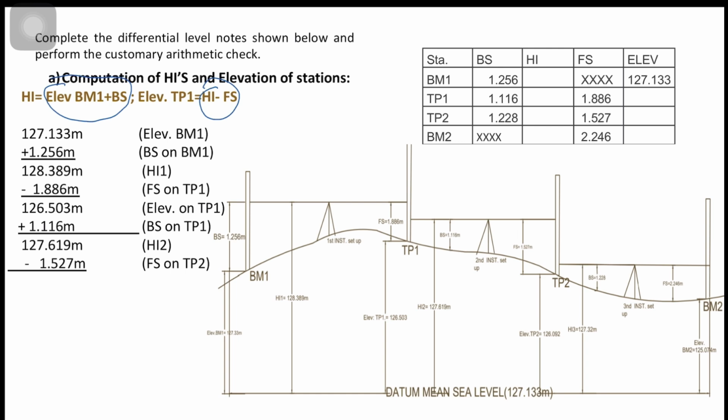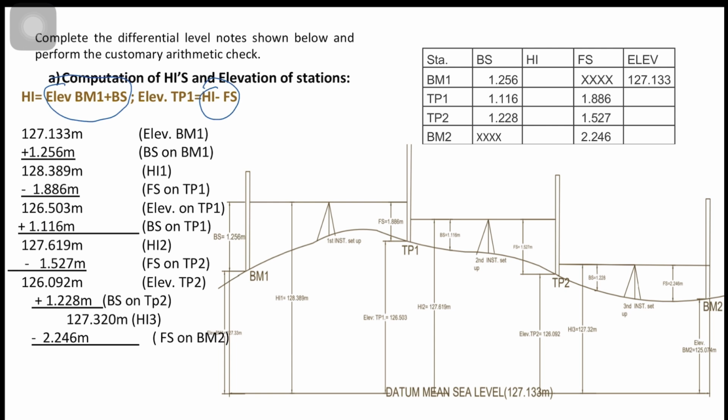From there, we move to TP2 and subtract the foresight reading of 1.527, which equals 126.092 meters. At TP2, we again take a backsight of 1.228 meters. Adding these two, 126.092 plus 1.228, gives us a new HI of 127.320 meters.